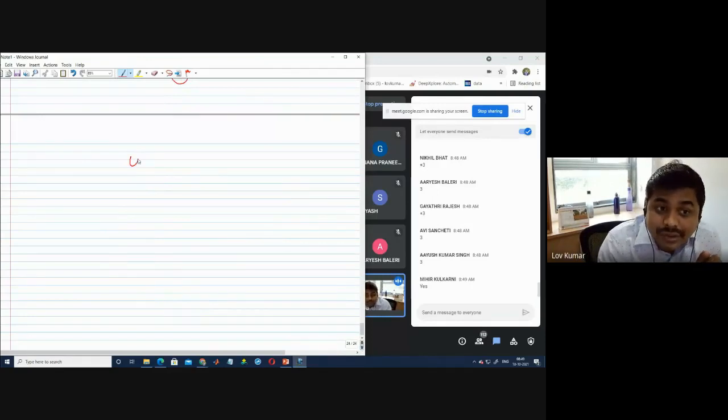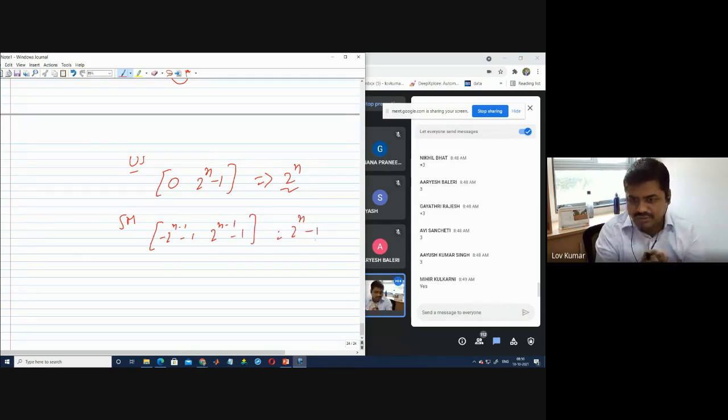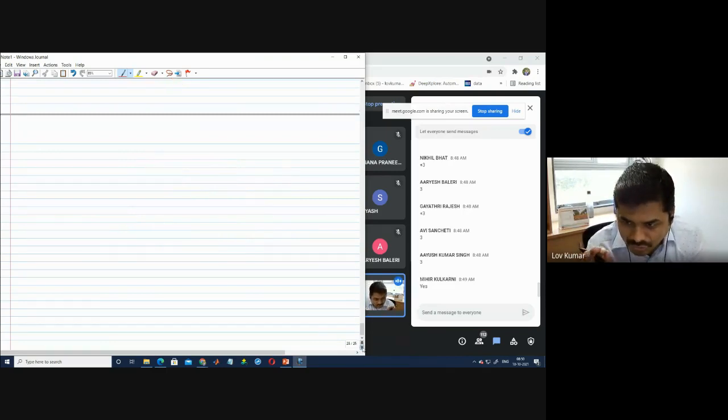If you are working with unsigned numbers, the minimum you can represent is 0 and the maximum is 2 to the power n minus 1. The total number of unique numbers you can represent is 2 to the power n. If you are working with sign magnitude numbers, you can represent from minus (2 to the power n minus 1, minus 1) to plus (2 to the power n minus 1, minus 1), and the total number of unique numbers is 2 to the power n minus 1. Now, the next one is a little bit important, that is also very important.